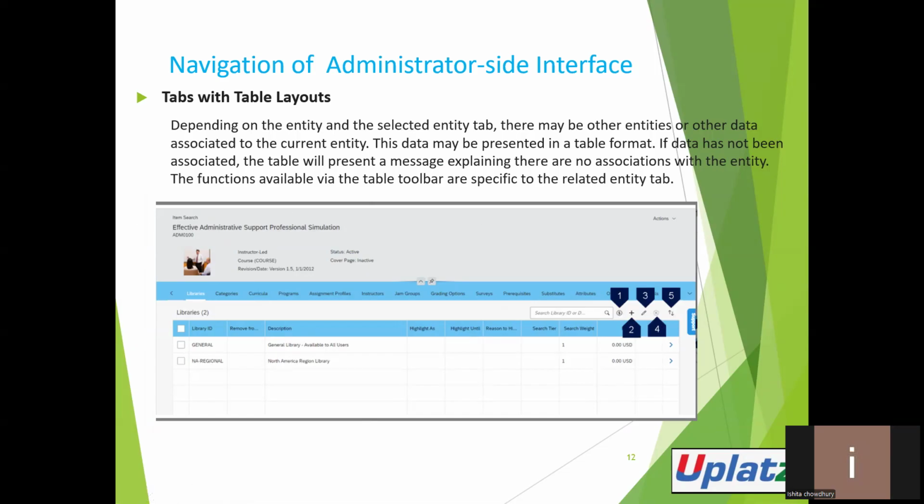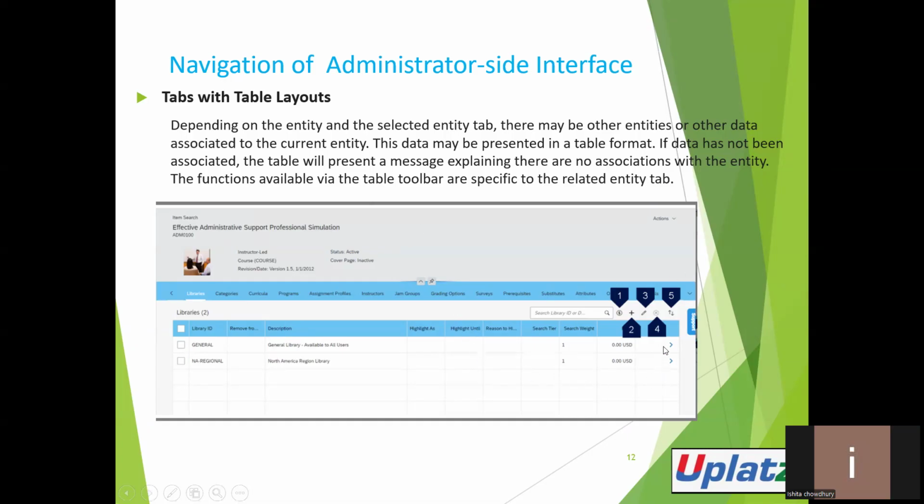Depending on the entity and the selected entity tab, there may be other entries or other data associated to the current entry. This data may be presented in a table format. If data has not been associated, the table will present a message explaining there are no associations with the entity. The functions available via the table toolbar are specific to the related entity tab.